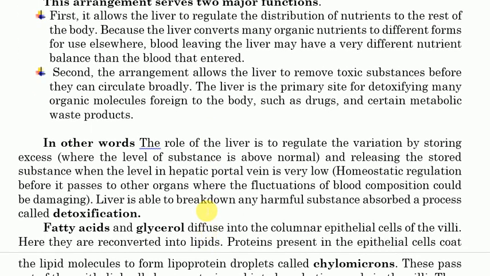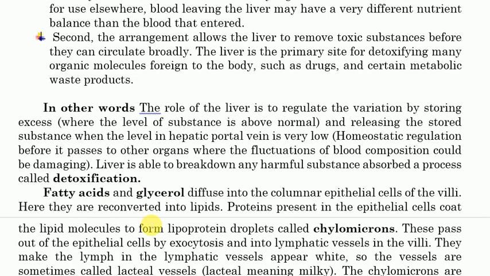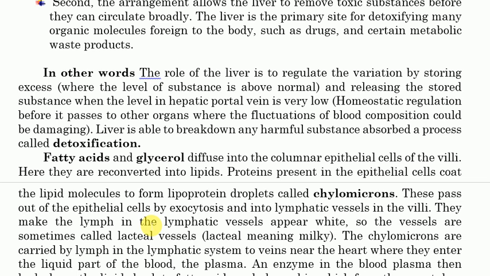In other words, the role of the liver is to regulate the variation by storing excess where the level of the substance is above normal and releasing the stored substance when the level in the hepatic portal vein is very low. This is homeostatic regulation before it passes to other organs, where the fluctuations of blood composition could be damaging. In organs such as the brain, the fluctuation of blood components such as glucose can damage the brain. The liver is able to break down any harmful substance absorbed by a process called detoxification, as we shall discuss later in the topic of excretion.